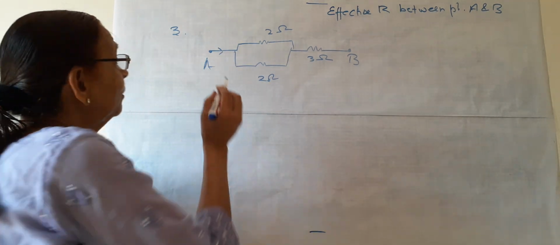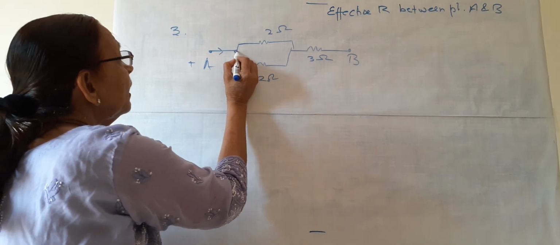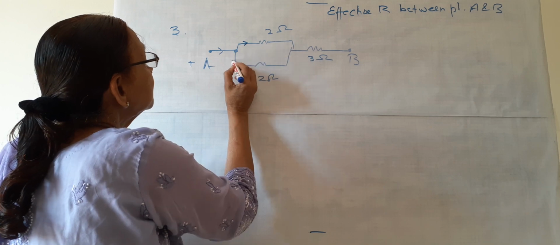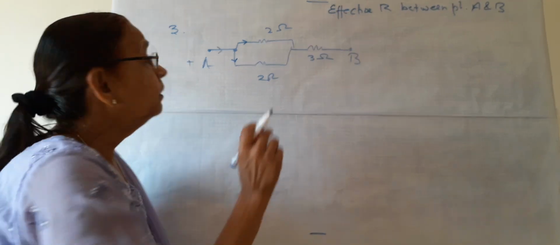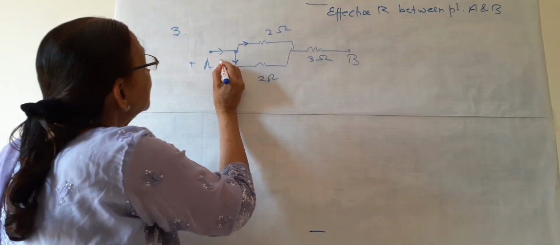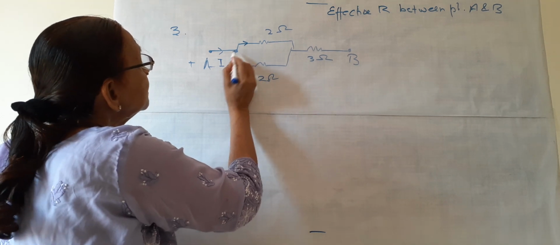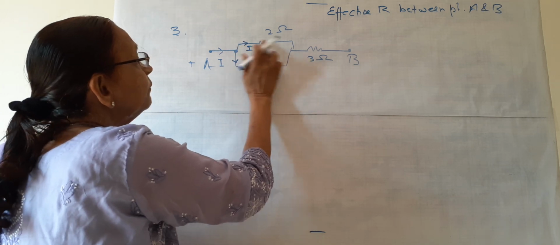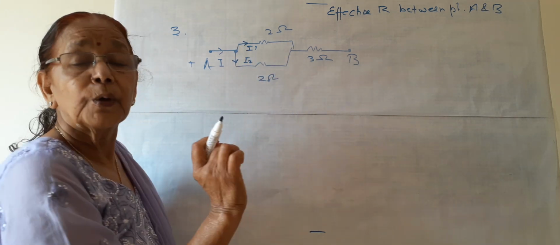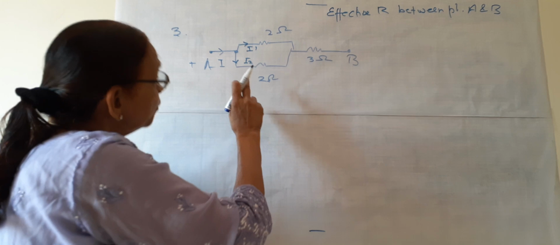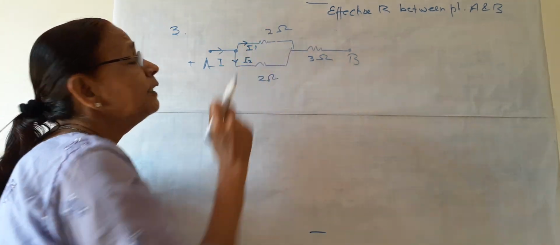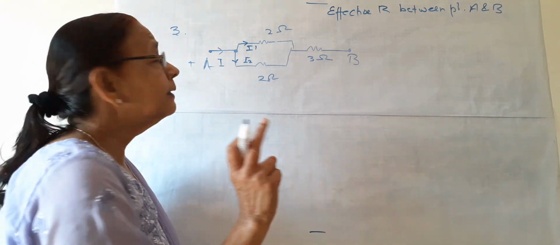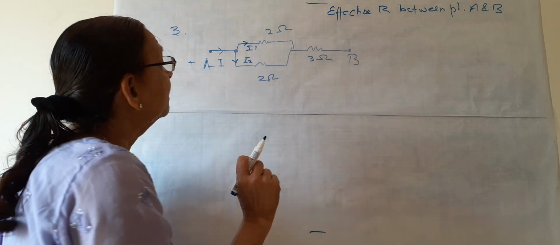Current is entering from plus. Now at this junction, the current has two roads to go. Suppose I is the current, this I divides into I1 and I2. I1 goes here and I2 goes here. When it has two paths, it means these two are in parallel. When more than one path is there, the resistors are in parallel.